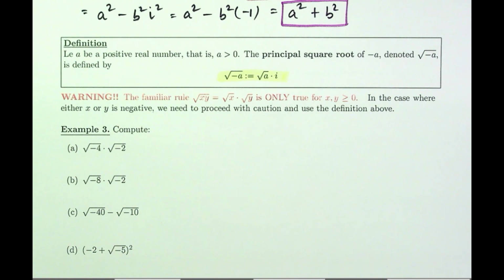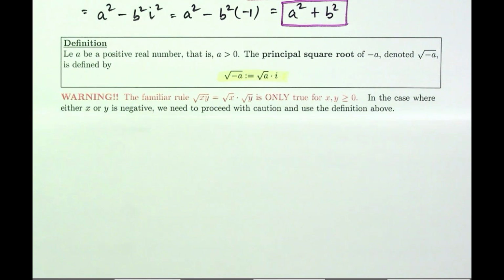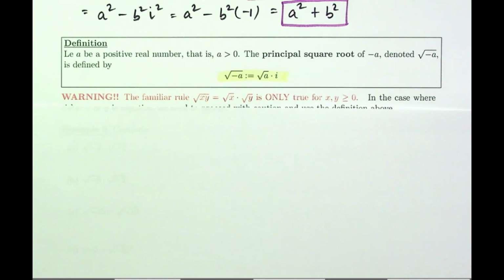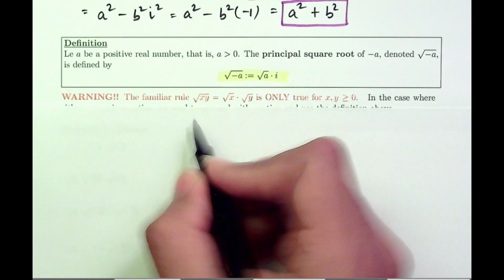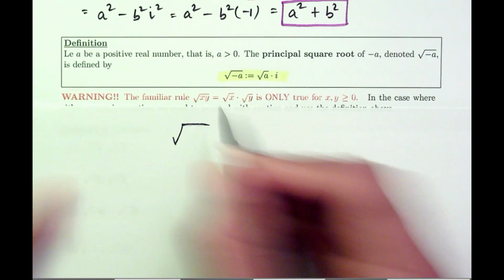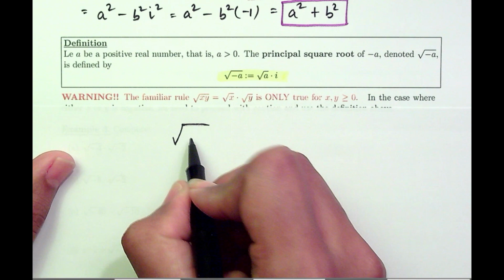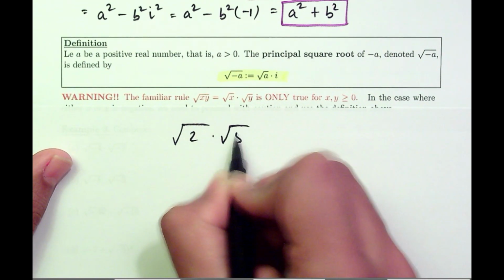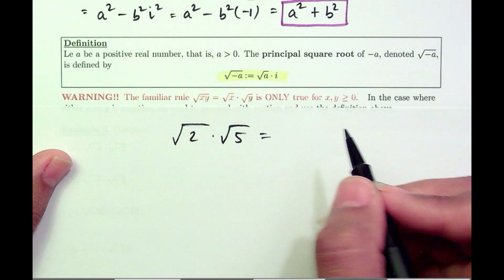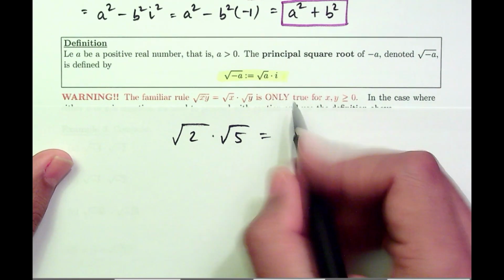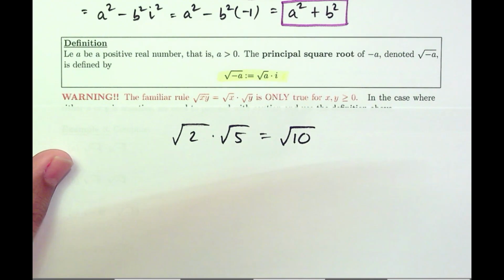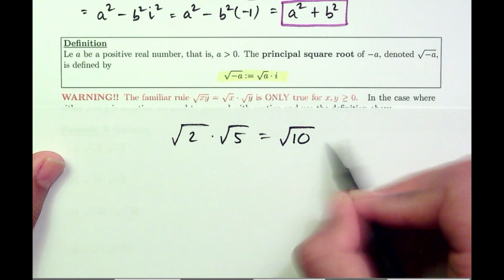And here's a warning: when you're dealing with square roots of negative numbers, please be mindful that the familiar rules that we learned for multiplying square roots do not work for negative numbers. Okay, it only works when the numbers are inside. So what do I mean by that specifically? So for example, square root of 2 times square root of 5, you could simplify this into a single square root by saying this is square root of 2 times 5, which is 10. So this is true.